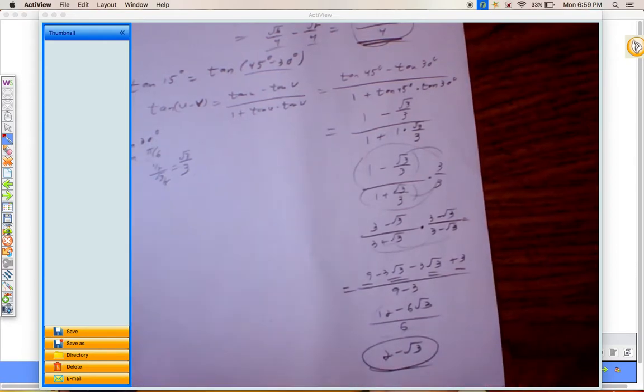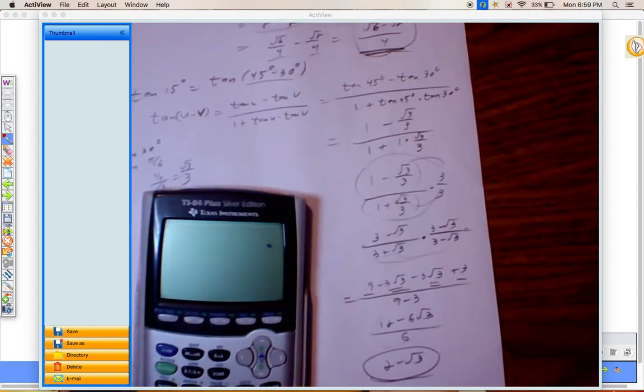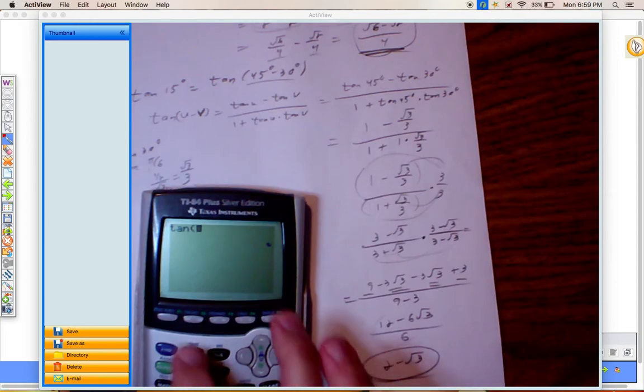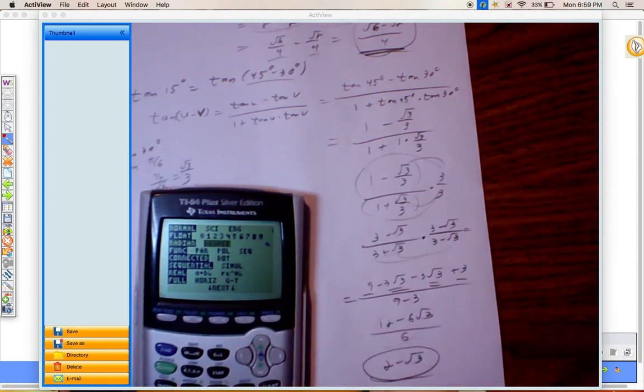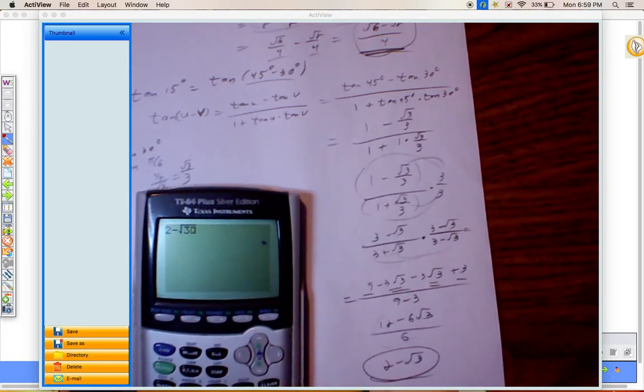All right, to verify that I'm right, I can do the tangent, make sure I'm in the right mode. Tangent of 15 is that decimal. 2 minus the square root of 3. 2 minus the square root of 3. And then what did I say? Tangent of 15. Give me the same answer, so I know I'm good.